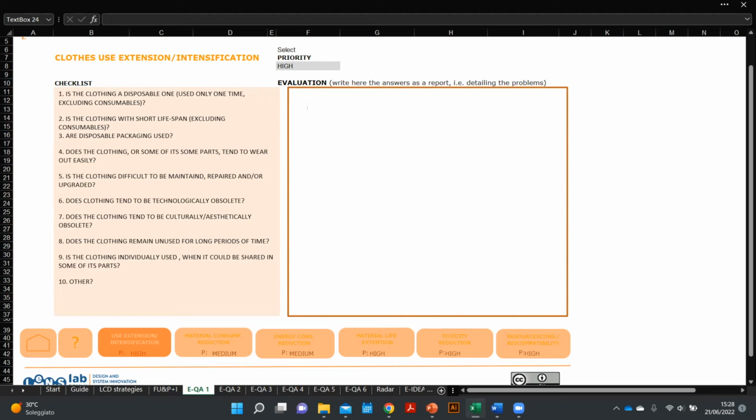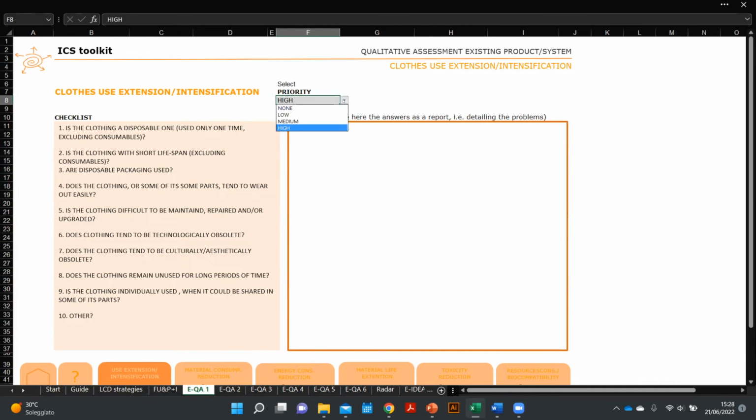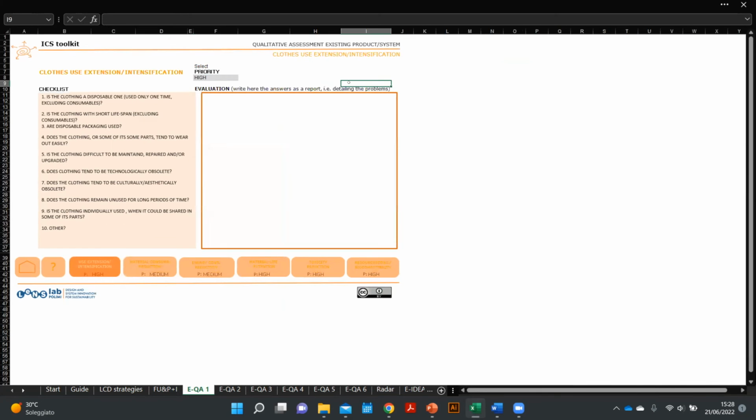It is not said that if it's qualitative, it's not precise in this sense. And at the end, when you have a clear idea of the level of the strategy in terms of environmental impact, you go to the priority button and just select one: no, low, medium, or high. These values are directly connected with many other boards in the tool, as we already saw.